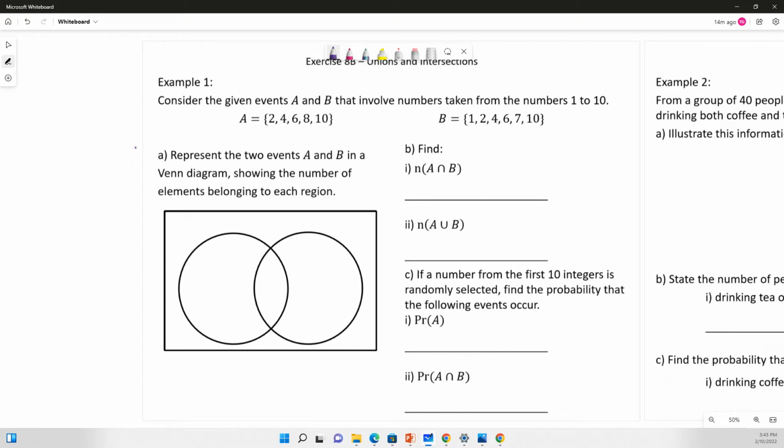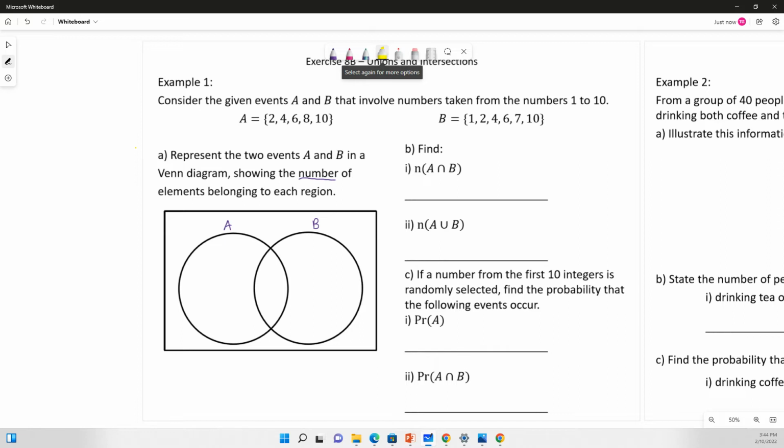We want to represent the two events A and B in a Venn diagram, showing the number of elements belonging to each region. So we're not talking about the probability here. We're talking about the number n. So let's call this one A and this one B. And we've got to show the number of events belonging to each region. So probably the easiest way to start here is to try and find the intersection. What is in both A and B?